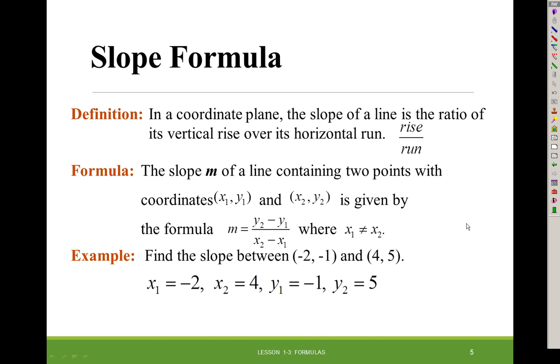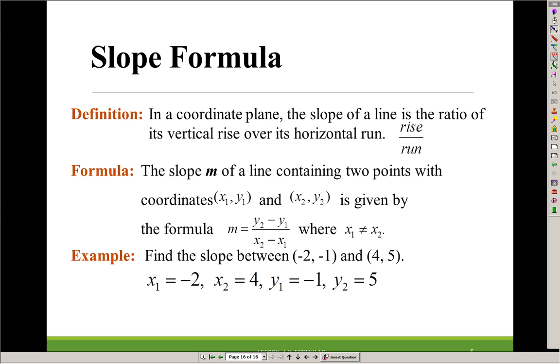So if I have this example, the slope of the line between -2, -1, and 4, 5. Here we're labeling x1, x2, y1, y2, if you need to do that. And then use the slope formula. M equals y2 is 5 minus y1 is -1 over x2 is 4 minus x1 is -2. That's a 6 over 6, which reduces to 1. Always reduce your slope. Put your slope in simplest form. So this has a slope of 1.